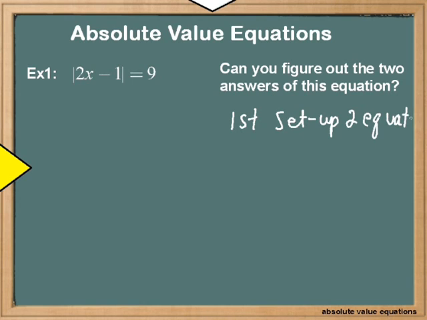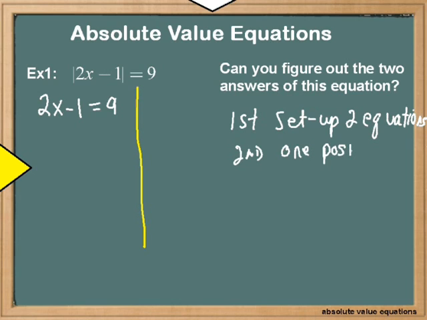And the first equation is going to be the positive side. Remember how we have to do the positive and the negative in our prerequisite that we just looked at? So you just set up 2x minus 1 equals 9, and the absolute value bars can go away because we're going to set up 2 equations. So the second step we're going to do is set up a negative 9. So we have 1 positive and then we'll have one that is negative.